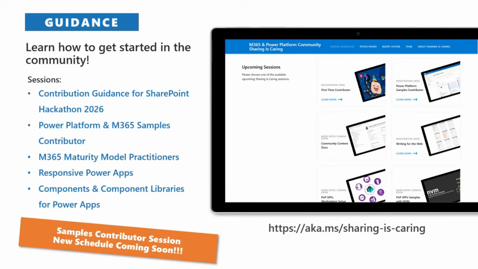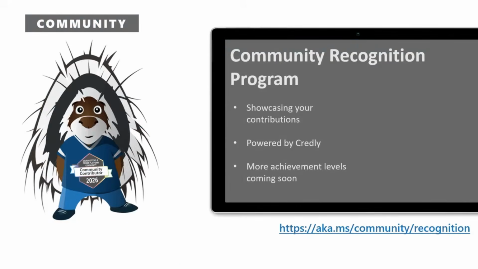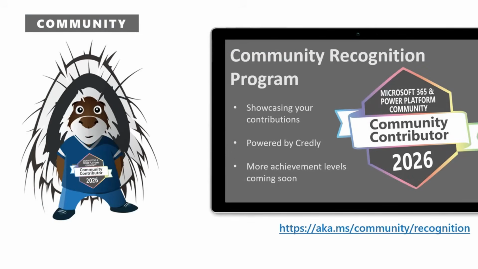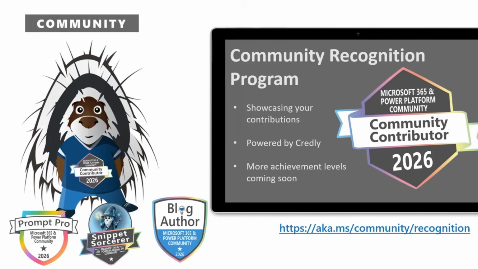And I mentioned that it is a contribution, and that matters because our community recognition program is back and alive and well for 2026. We are covering so many products and technologies. Of course, we've already started putting out some of those ever popular badges like Prompt Pro, Snippet Sourcer, Blog Author, and more. You may have seen a ton just come out last night for adding up all the 2025. So if you haven't gotten them, take a look in your junk mail.